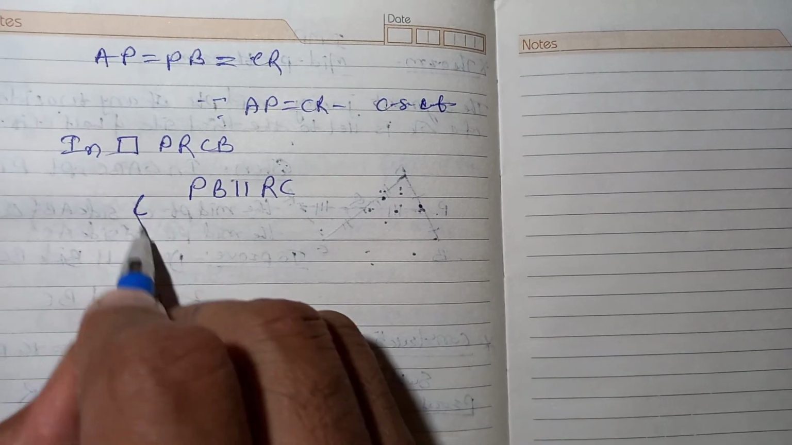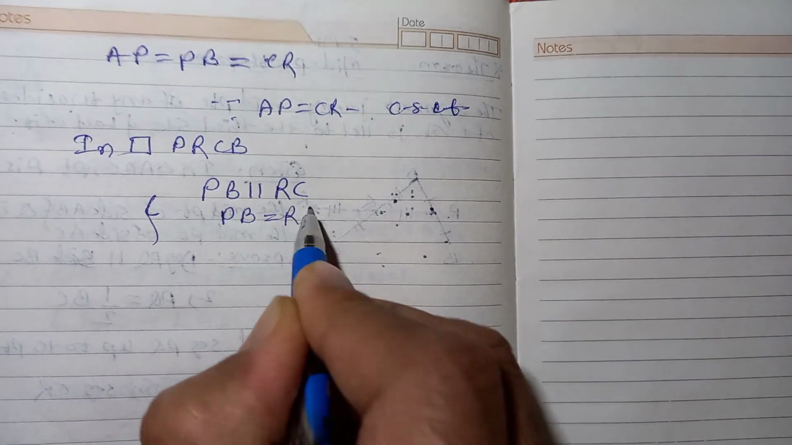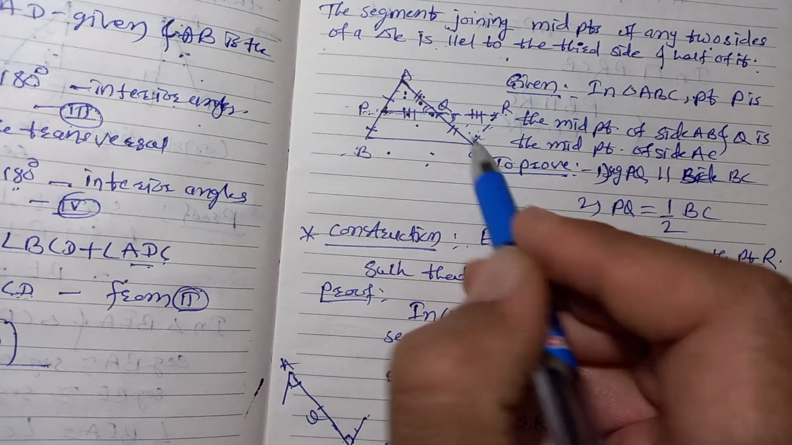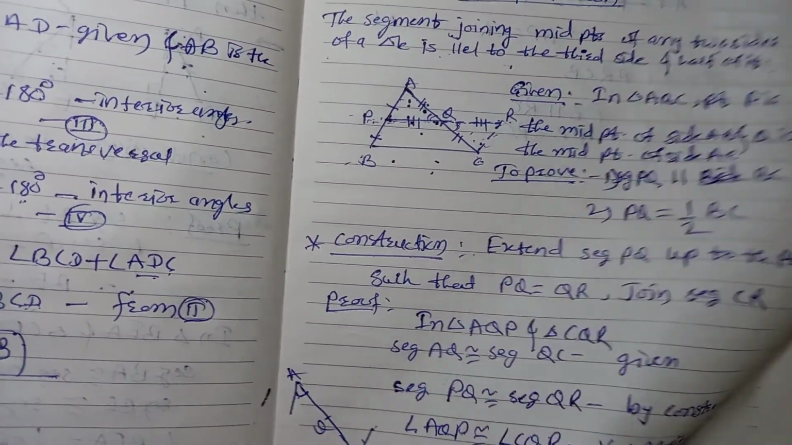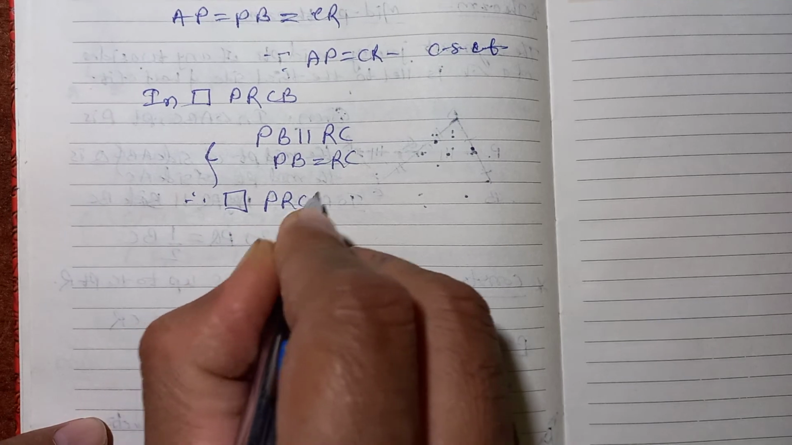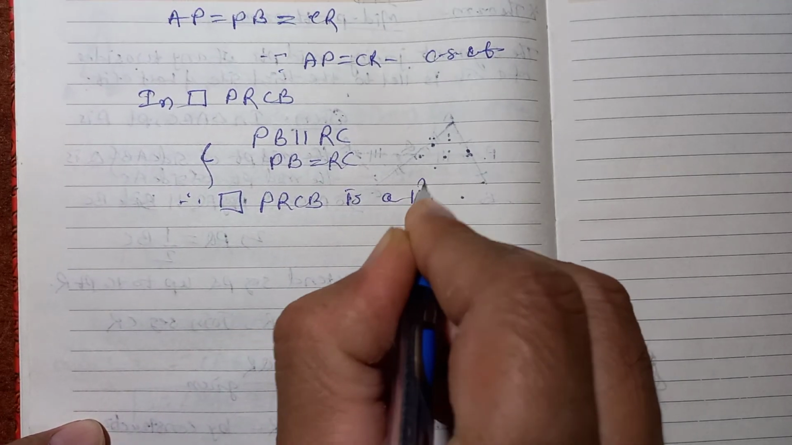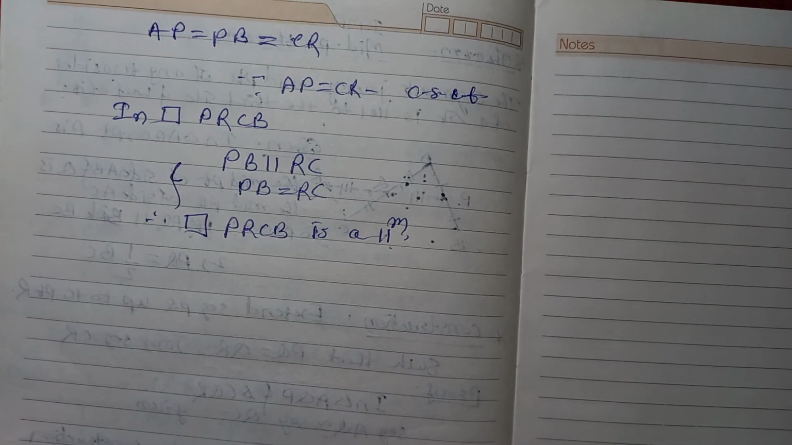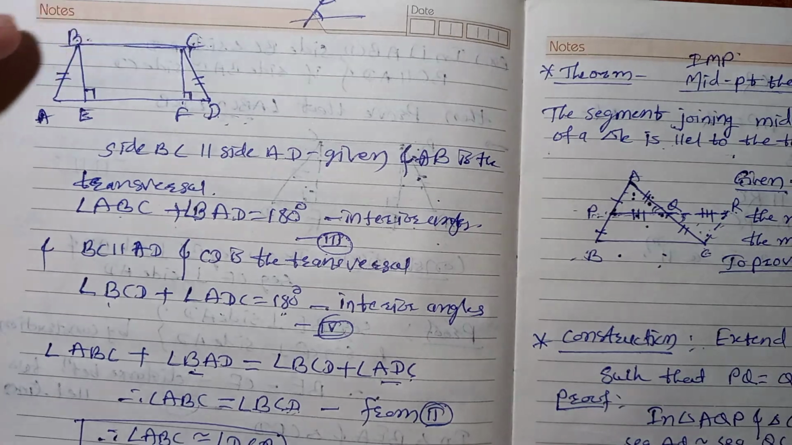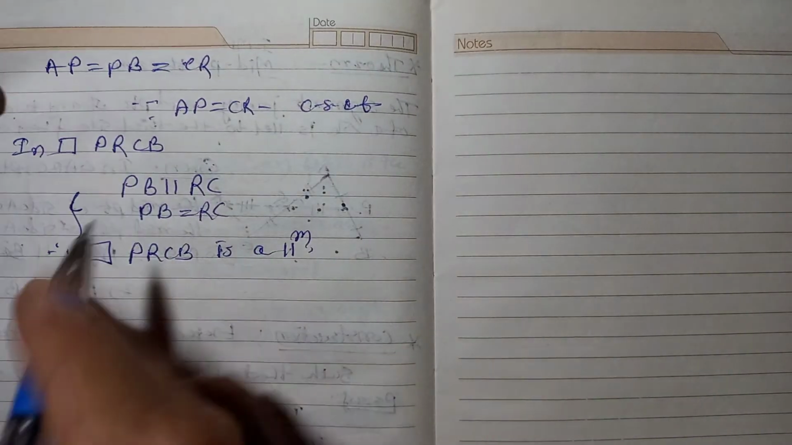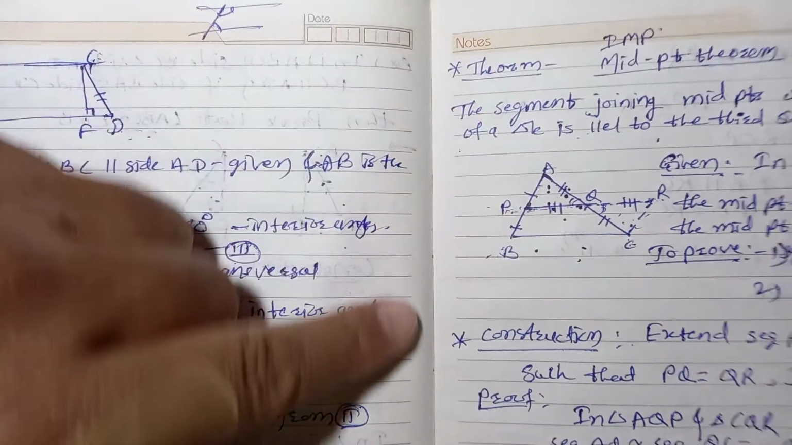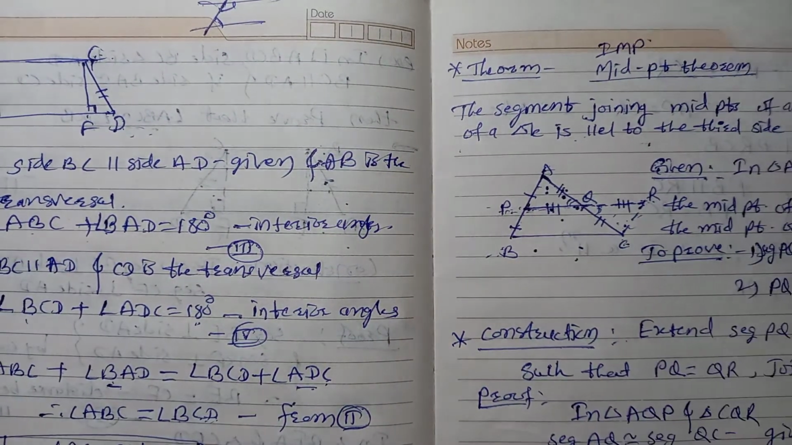And PB is equal to RC. If opposite sides are parallel and opposite sides are congruent, then what do we say? Therefore, PRCB is a parallelogram. So, can we say then the remaining two sides are also parallel? Yes, automatically. Therefore, segment PR, this PR, is parallel to BC.